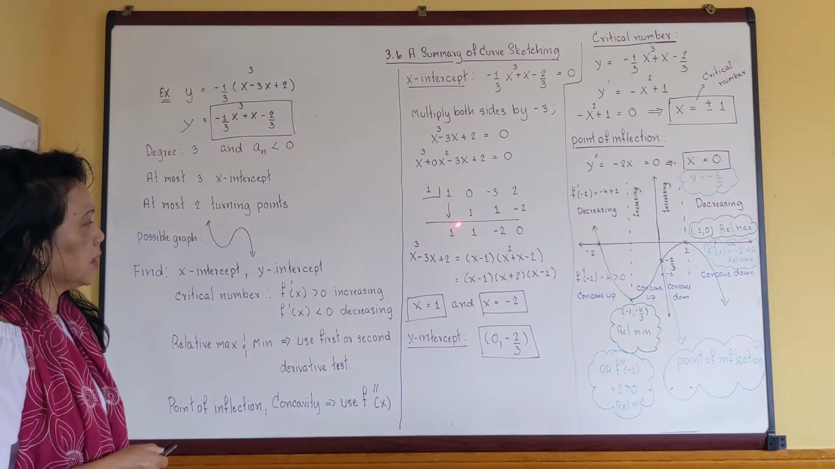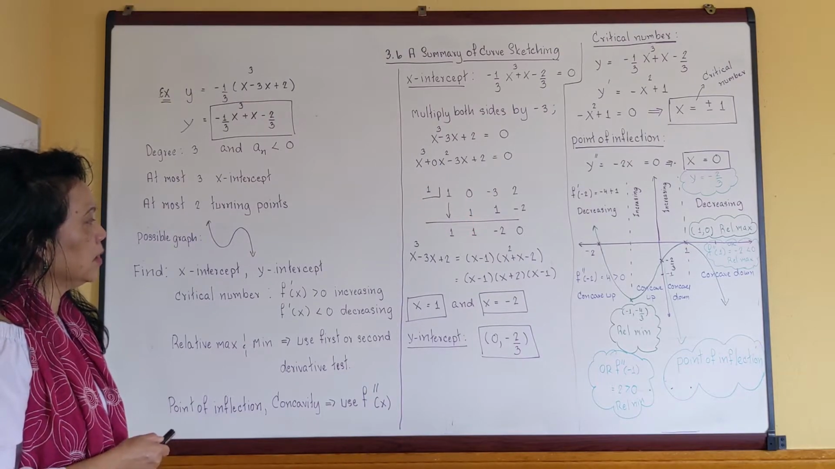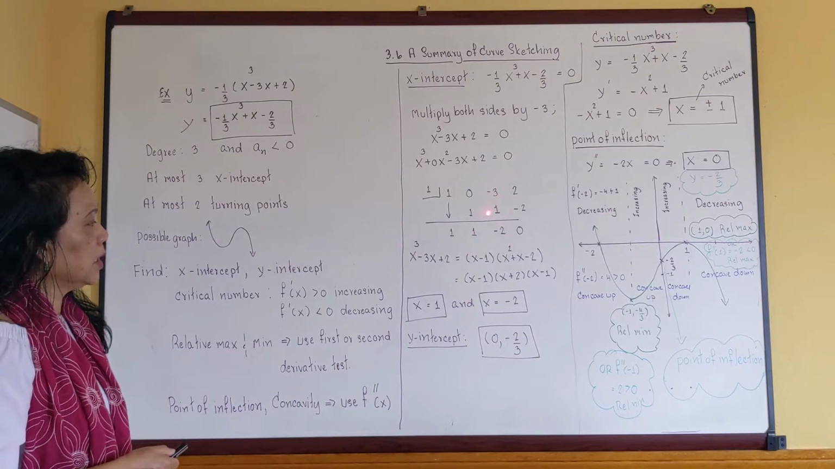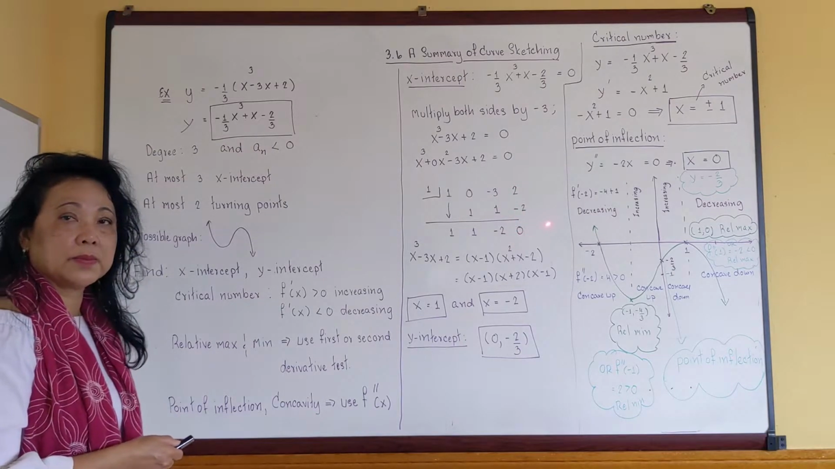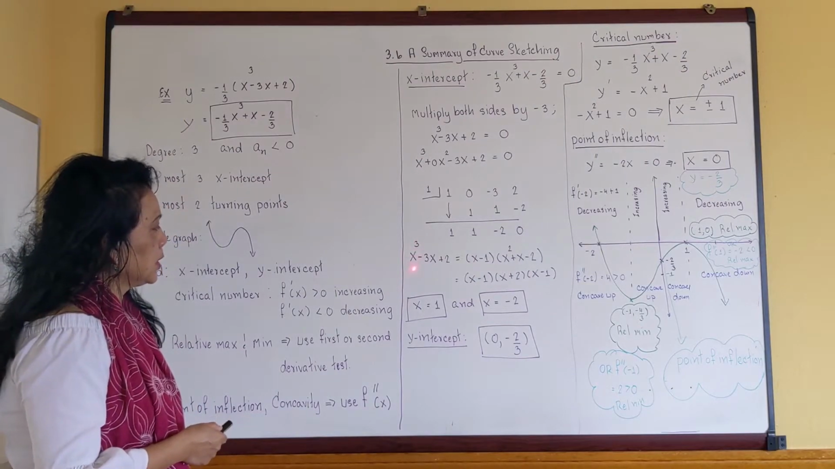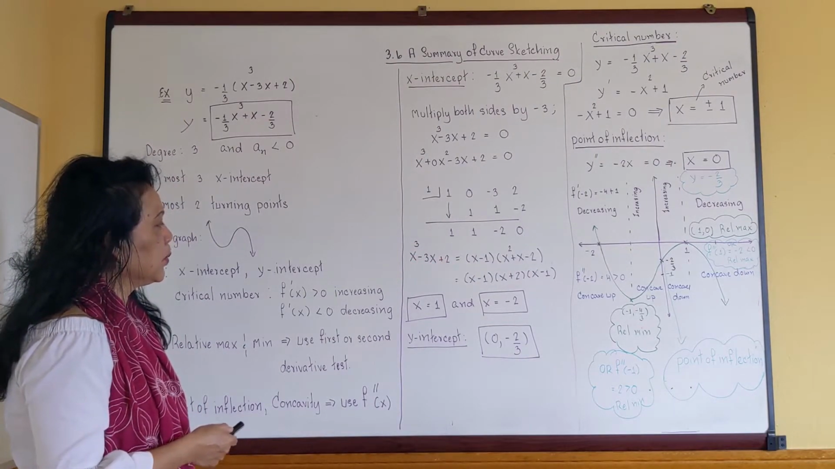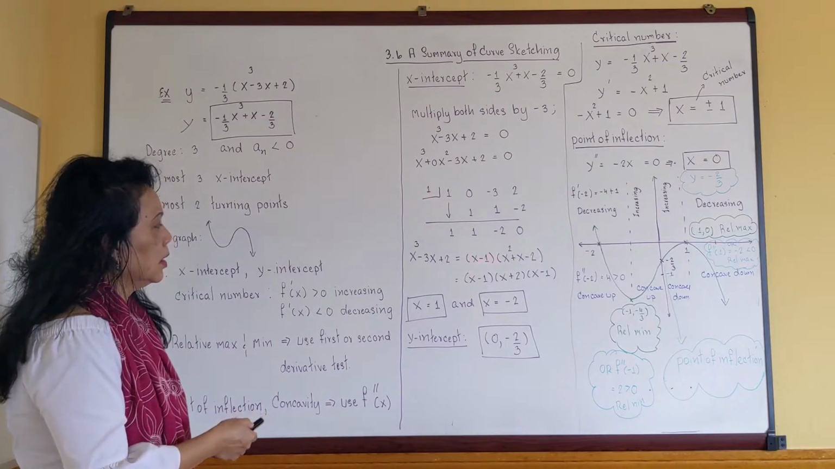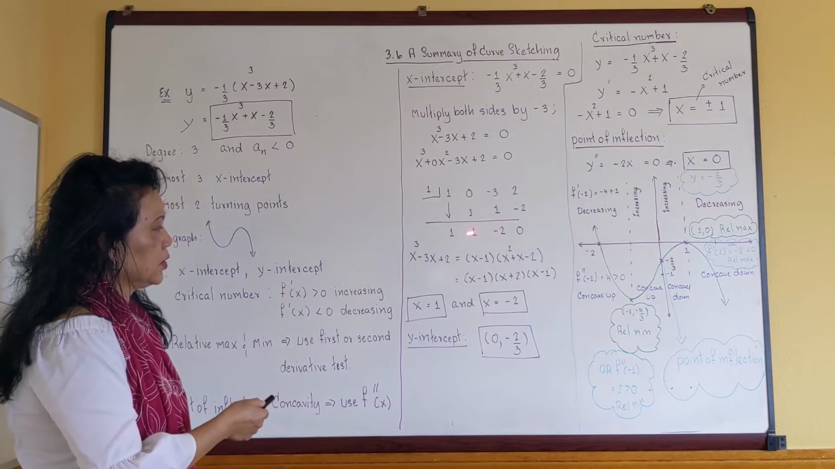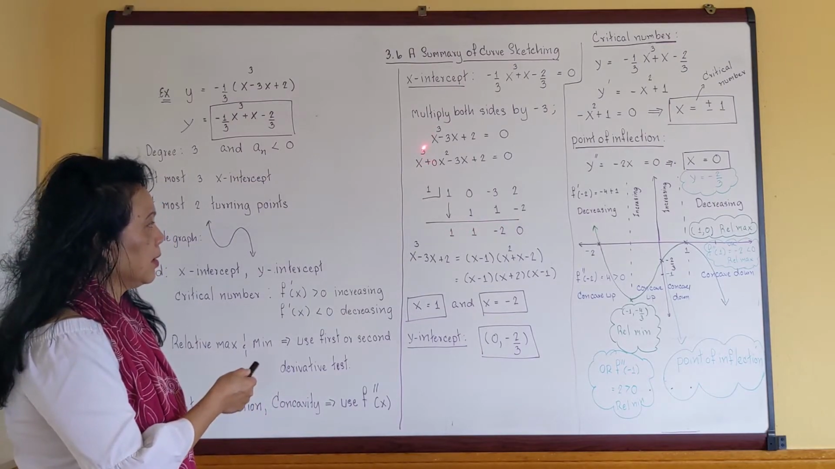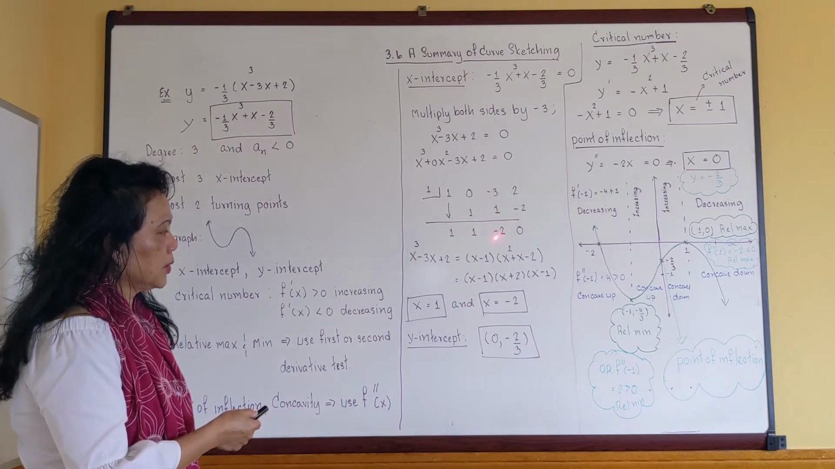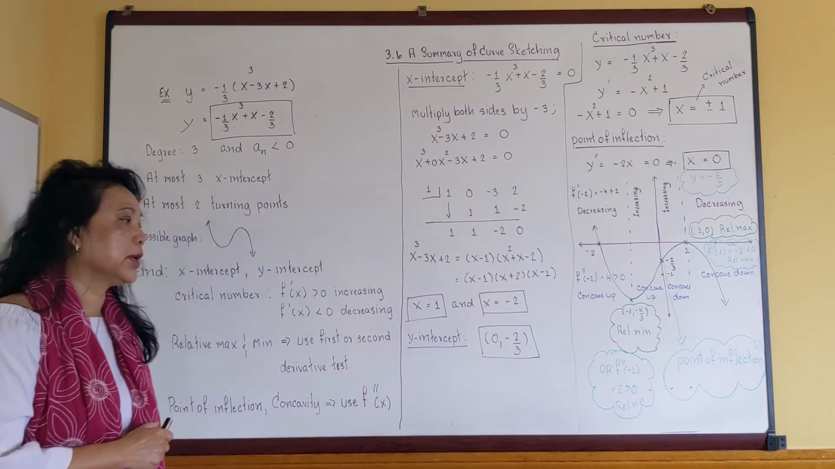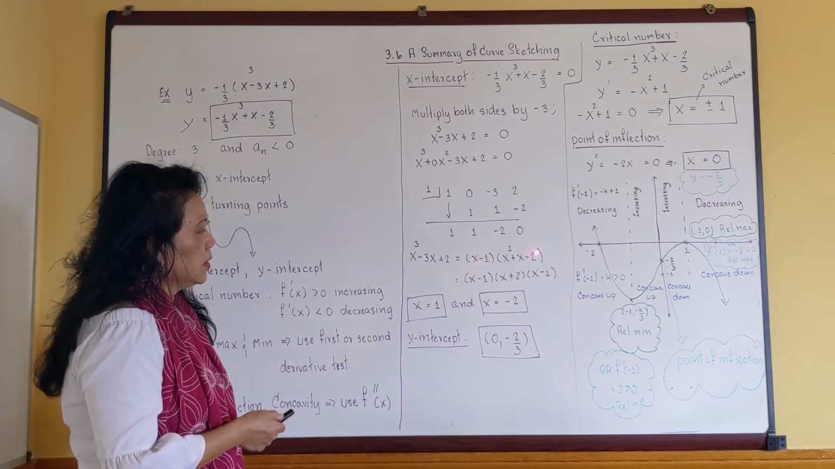Bring down the 1. 1 times 1 is 1. Combine these two terms is 1. 1 times 1 is 1. Combine these two terms is negative 2. 1 times negative 2 is negative 2. Combine these two terms is 0. This is the remainder. So the factor of x to the cube minus 3x plus 2 will be x minus 1 times, so this will be the coefficients of your next polynomial, which is degree 1 less than this. So it's going to be x squared plus x minus 2, and this is the remainder, which we don't have to worry about.